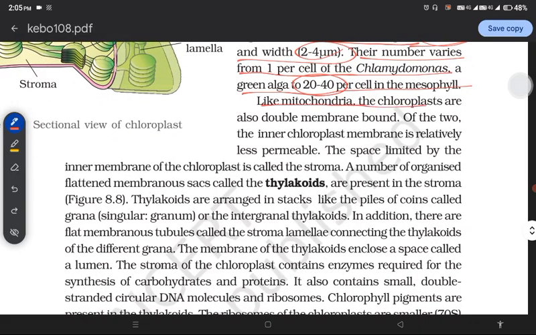Like mitochondria, the chloroplasts are double membrane bounded. हाँ, लाइक माइटोकॉन्ड्रिया की तरह ना क्लोरोप्लास्ट भी डबल मेम्ब्रेन बॉन्डेड होता है. Of the two, the inner chloroplast membrane is relatively less permeable.